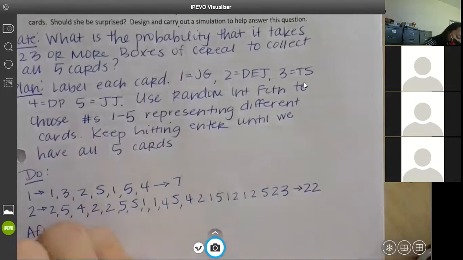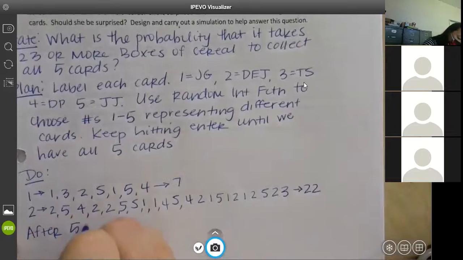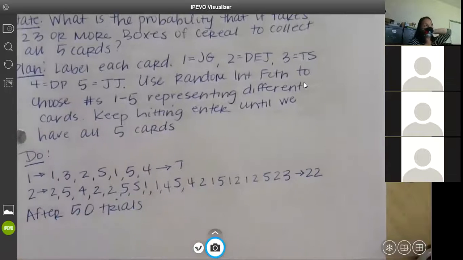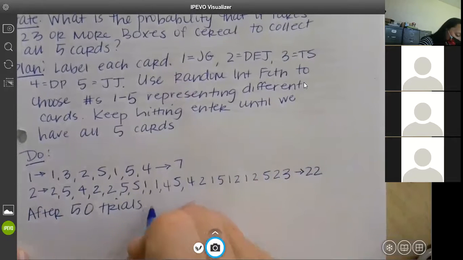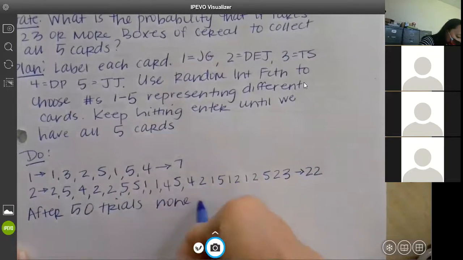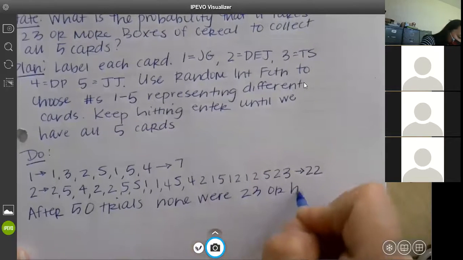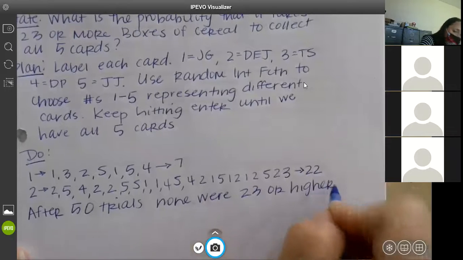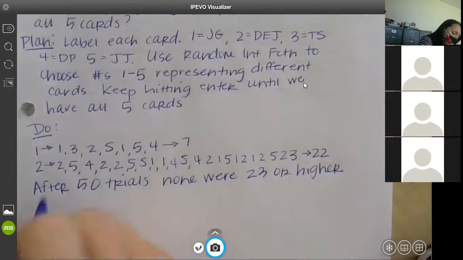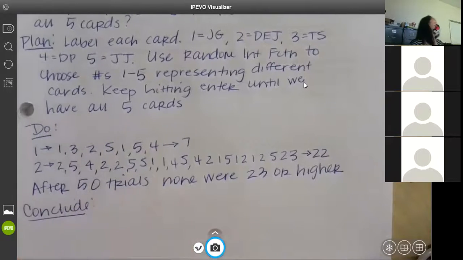Then I'm just going to go ahead and tell you they did 50 trials. We're not going to do that much. I would say 20 would be the minimum right now. We'll talk about how many is good and how many is not later on. After 50 trials, none were 23 or higher. None of them. So what can we conclude? I would never ask you to do this for 50 trials. Okay, I would never do that.